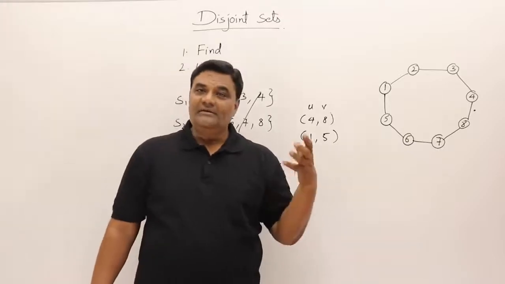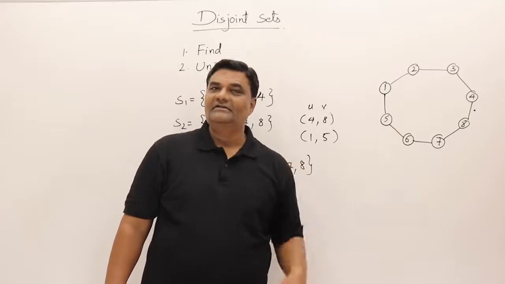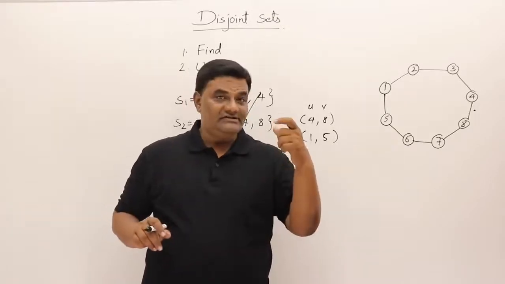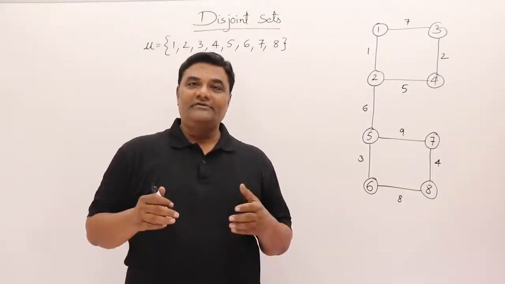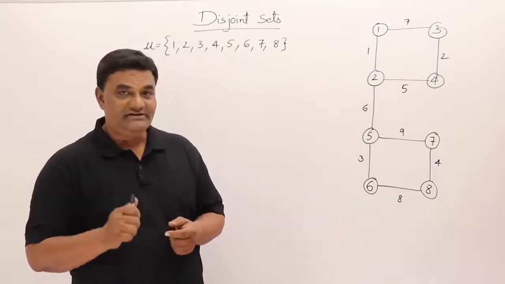Now we will take one example graph and we will see from the beginning how we can detect a cycle in a graph. I will form all the sets right from the beginning. I will add all the edges one by one. Let us take an example and find out how we can detect a cycle in a graph with the help of disjoint sets.